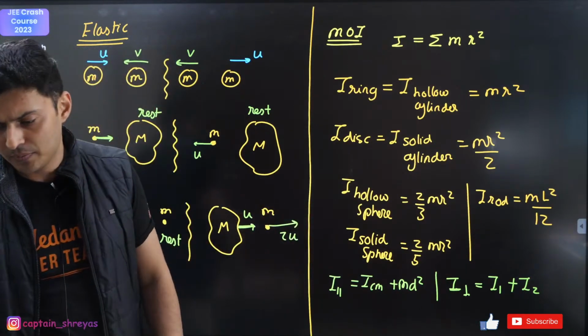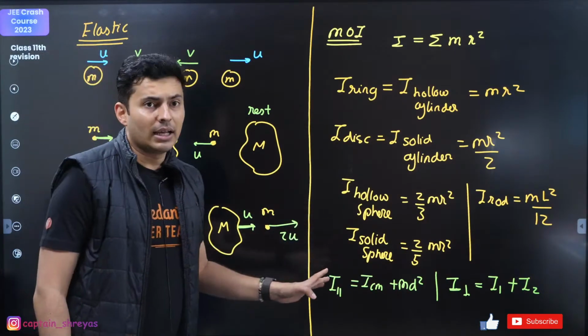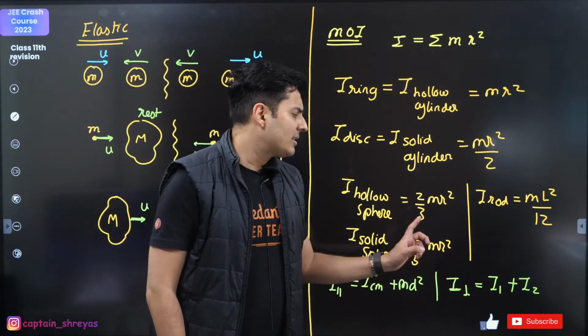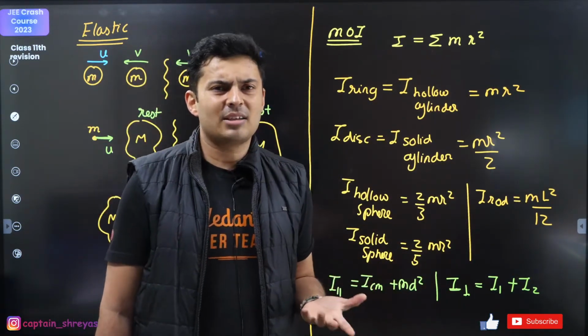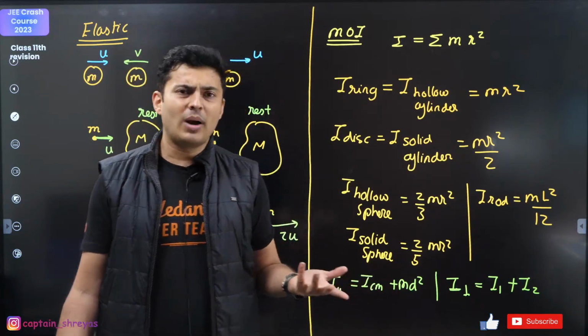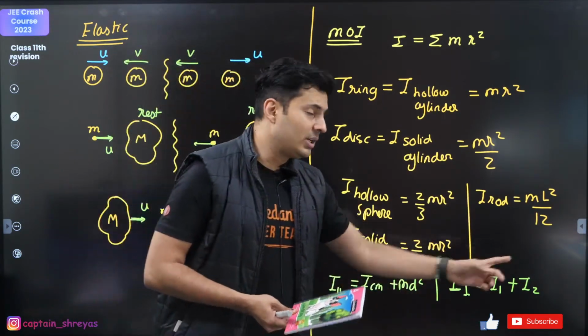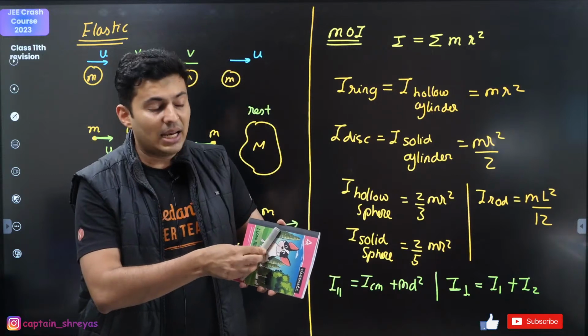That's how it is. This is called the perpendicular axis theorem. A lot of people write it as Iz is Ix plus Iy. No, don't treat it as Iz is Ix plus Iy. What is that X? What is that Y? Understand, I1 and I2 are the two axes which are in the plane of the body.